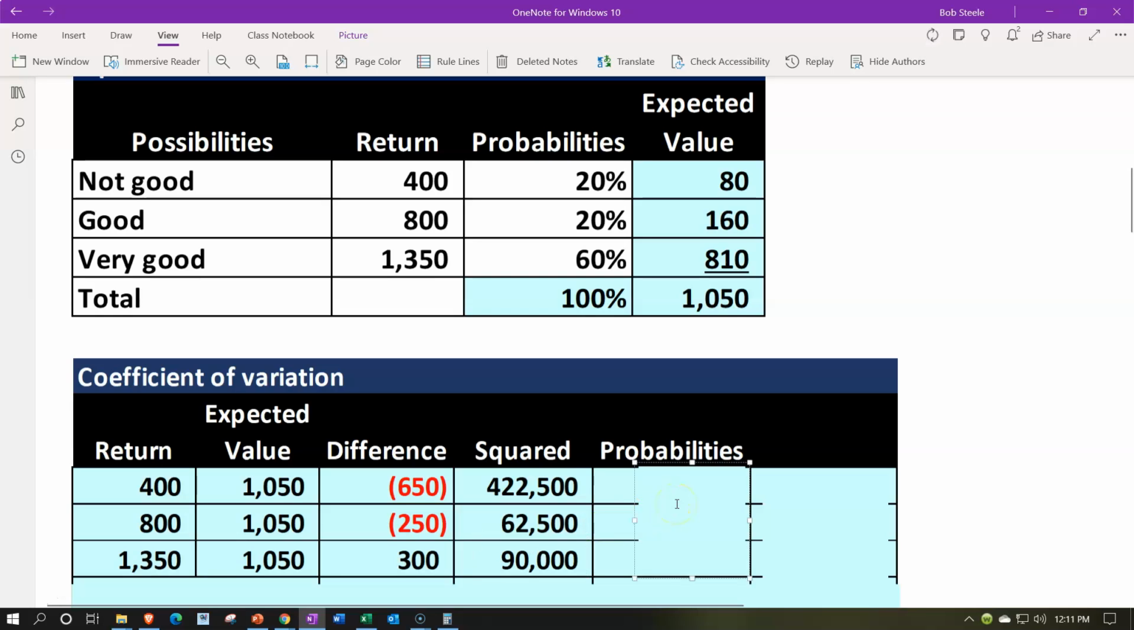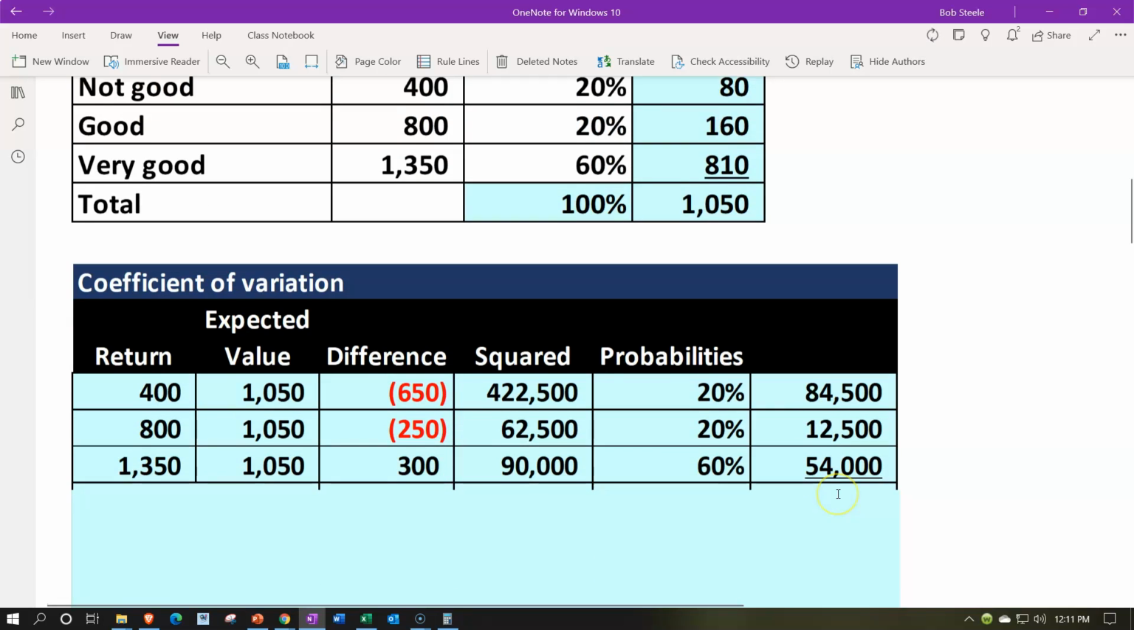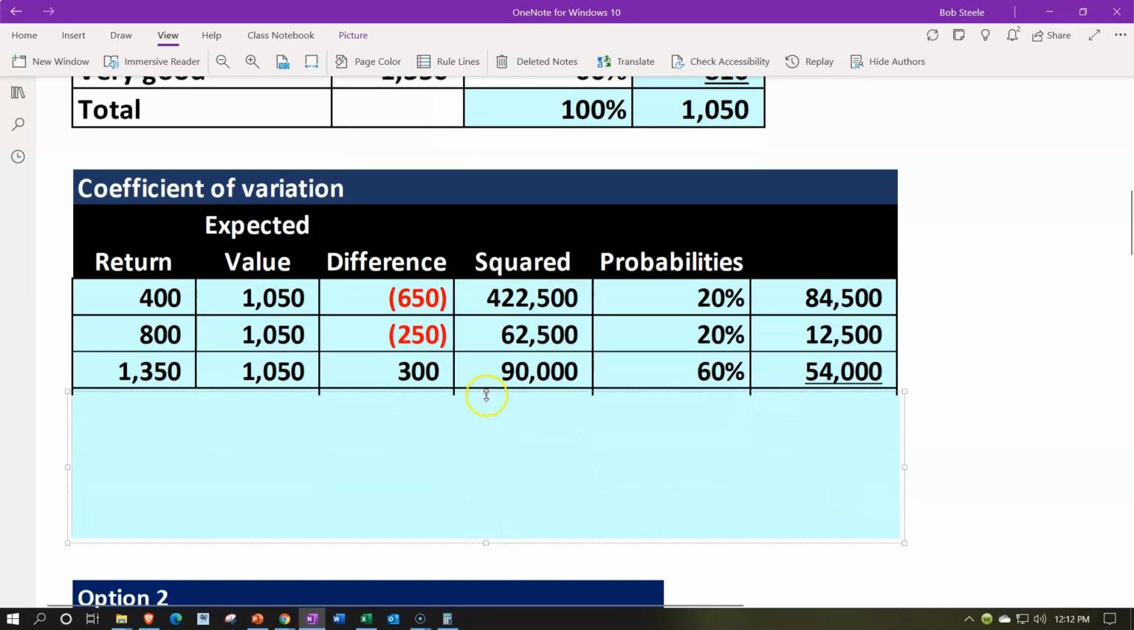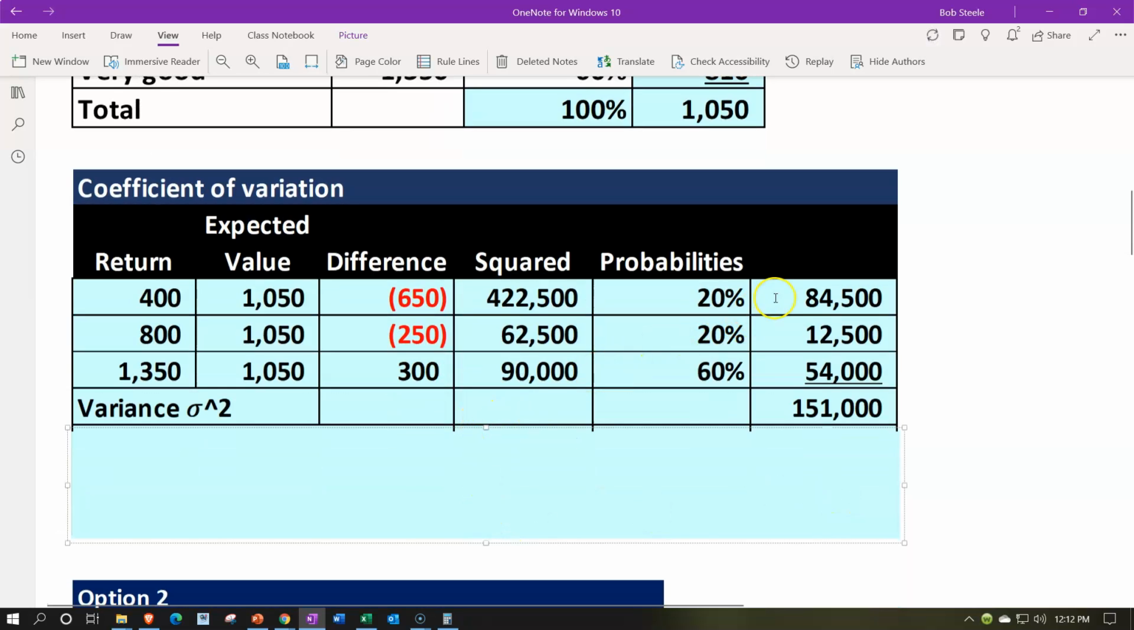Then we're going to apply our probabilities, which are the 20-20-60 in this case. So the 422,500 times the 20% is the 84,500. The 62,500 times the 20% is the 12,500. And the 90,000 times the 60% is the 54,000. Then if we add those up, the 84,500, the 12,500, the 54,000, we get the 151,000. That's going to be the variance.